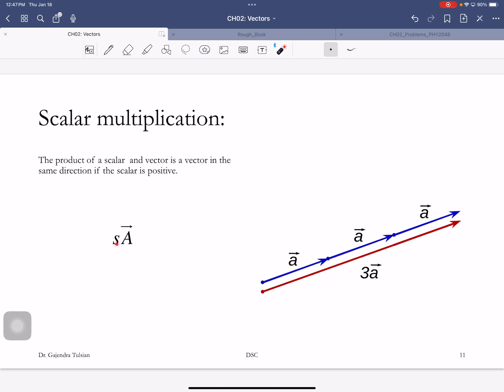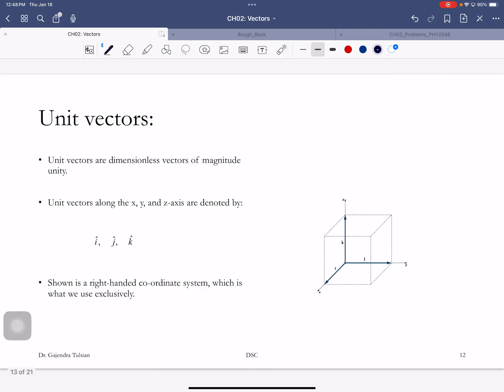We already saw what multiplying a scalar by a vector means. So what does this mean? Yep, half as long. All right.